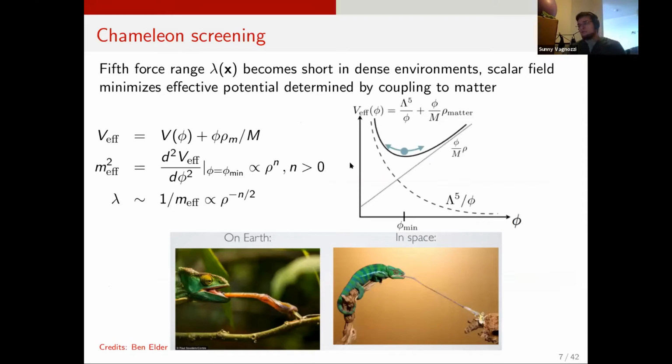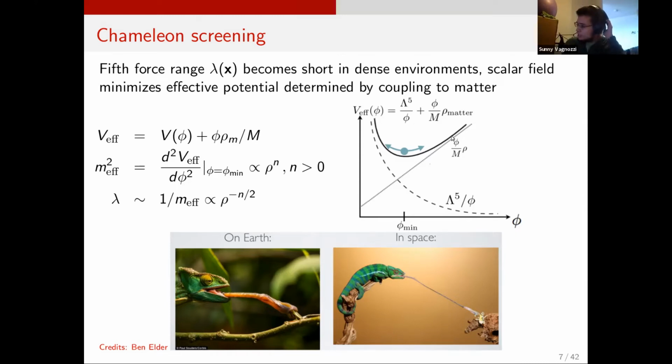So how does chameleon screening work? So say I have a scalar field, which is very light, ultra light on cosmological scales, and it has a certain potential. What you want is for your field to no longer respond to the bare potential, but to an effective potential, which you see depends on the coupling of the field to the local matter density, rho m. So what happens in this case, the mass of the field is essentially determined by how steep the potential is around the minimum, the effective potential. And you can see this here.